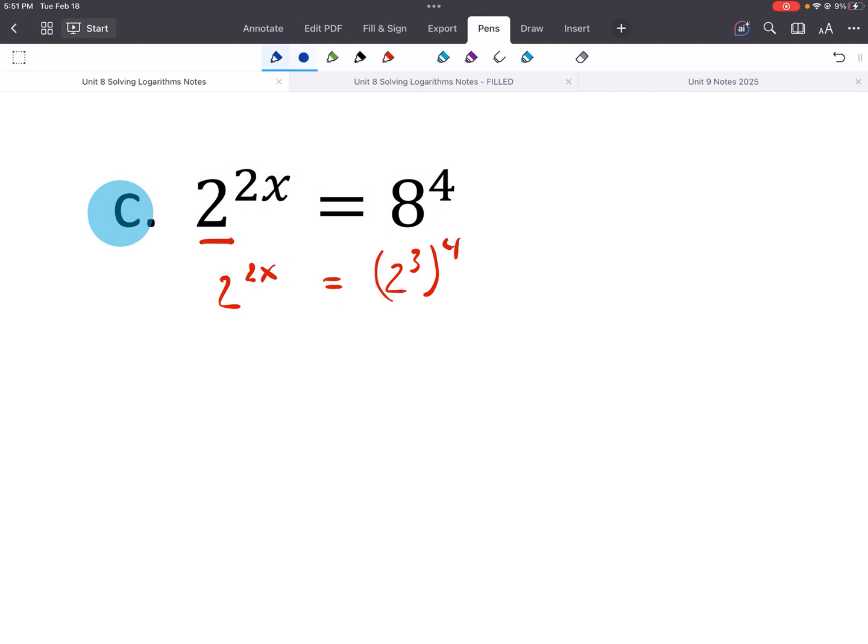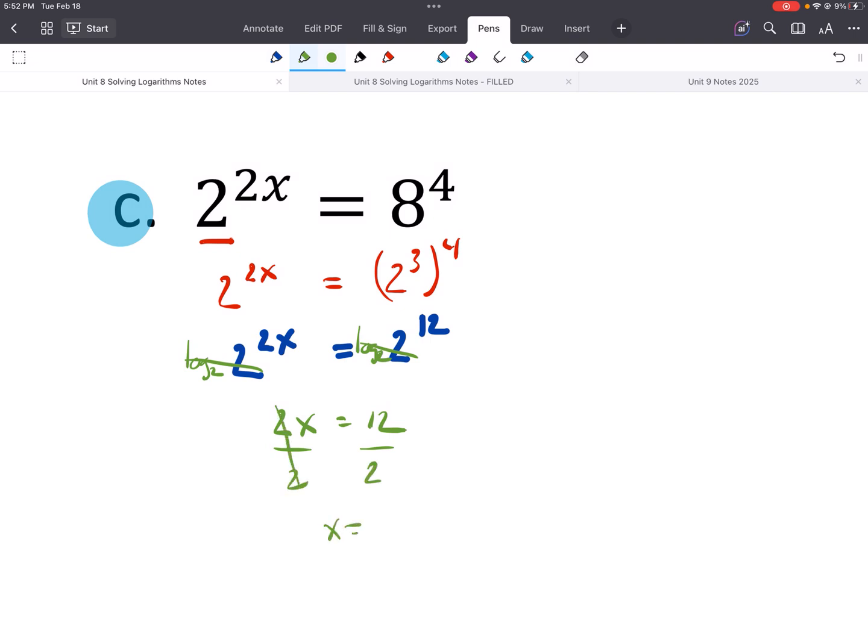All right, so here we go. Again, this is 2 to the 3 times 4, which would be 12. So that means that we could do log base 2 on both sides. We've got 2x equals 12. So what would x have to be? Well, we could just divide both sides by 2, and we'd get x equals 6.